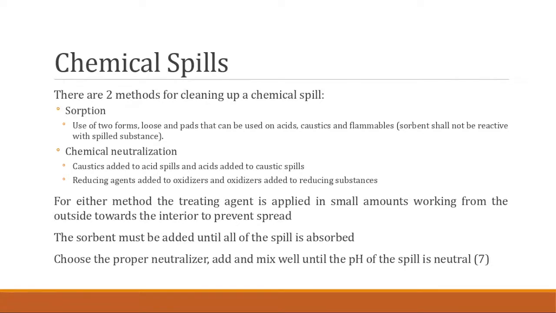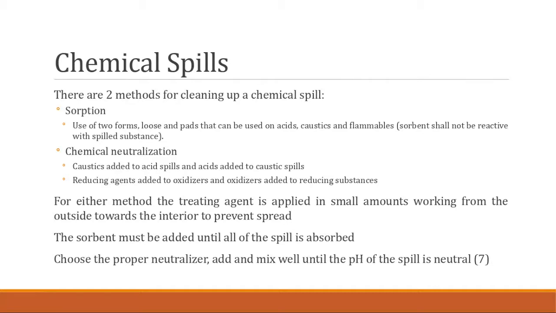If you spill an acid, you have to use a caustic, a base. Baking powder and sodium bicarbonate are 2 caustics that you can use to help neutralize an acid. And of course, if you spill a base, you would use an acid to neutralize it. Reducing agents are used to neutralize oxidizers, and vice versa, oxidizers to neutralize reducing substances. But for either method, in small amounts, you always work from the outside of the spill inward. Don't start from the interior and work your way outward. You'll just spread it more.